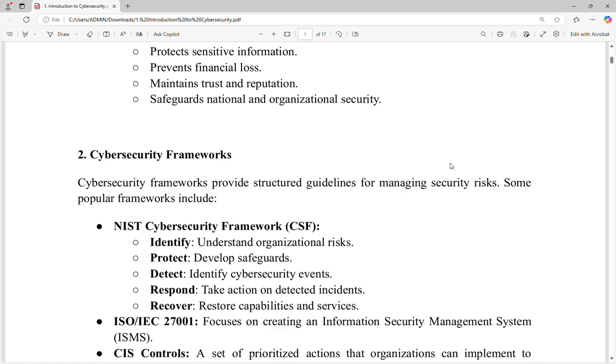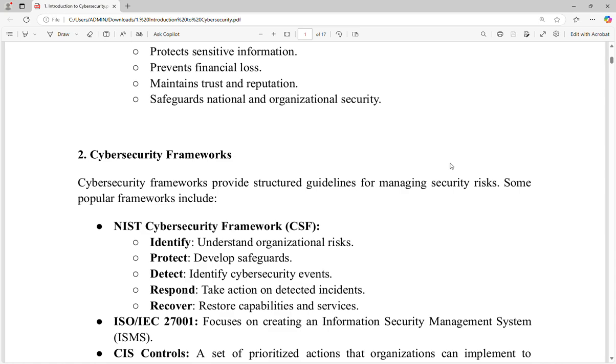The first step is identify, which is to understand the organization's risk. You have to understand it by identifying their devices, their network infrastructure, the data, the assets they have, so that you can understand the organization's risk. Number two, protect, which is to develop a strategy, a safeguard, a security control for the classified information assets.